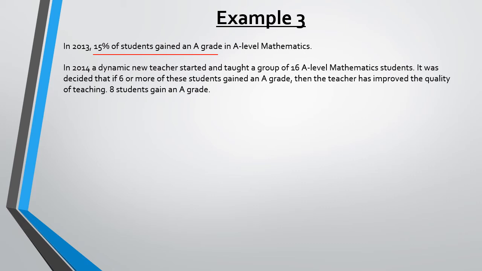2014, we've got a new teacher now, and he's got a group of 16. Now they've decided as a department that if 6 or more of these students gain a grade A, then the teacher has improved the quality of teaching. And then we got 8 students actually got a grade A. Okay, so let's go through some terminology.